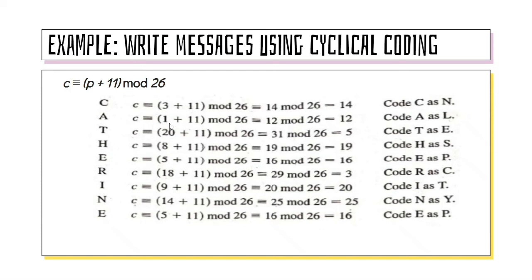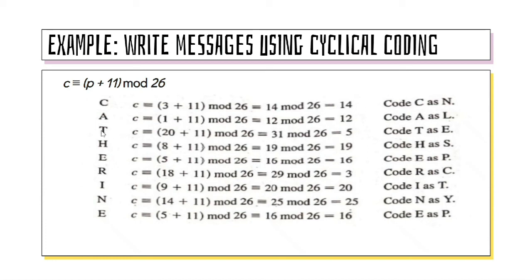C is congruent to 1, so the first letter is A. So it is 1 plus 11 positions, mod 26. 1 plus 11 is 12, mod 26. This cannot be reduced further, therefore this would be the answer. The 12th letter is letter L. So we can code A as L.